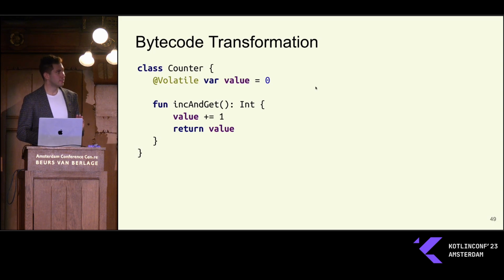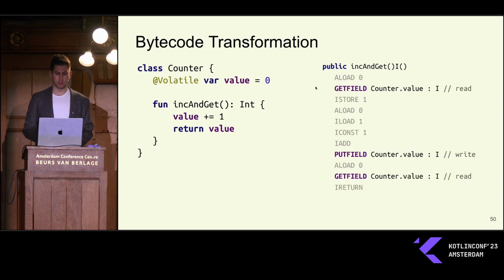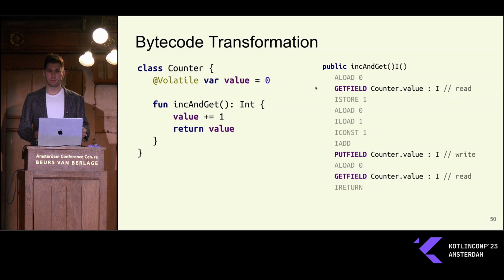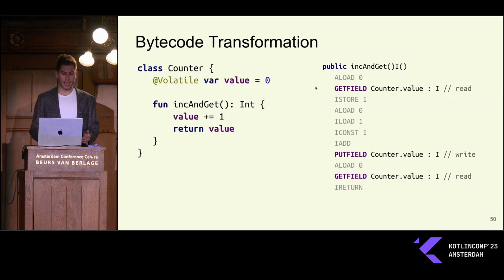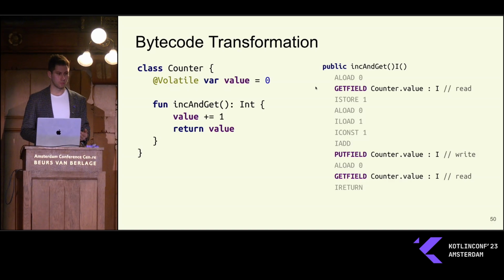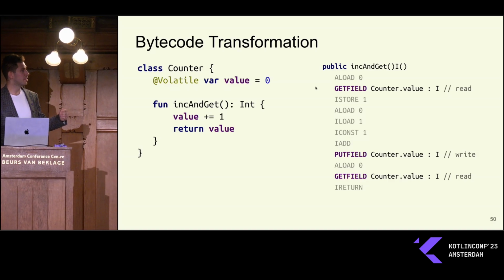Okay, let's take a look how the compiler transforms this Kotlin code into JVM bytecode. After the compilation, we have the following code. So we first read the counter value, we increment it locally, and then we write a new value via the putfield instruction. And finally, we read the value again. So here are three instructions that manipulate the value field.